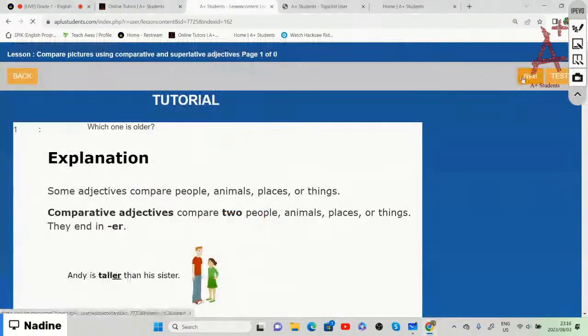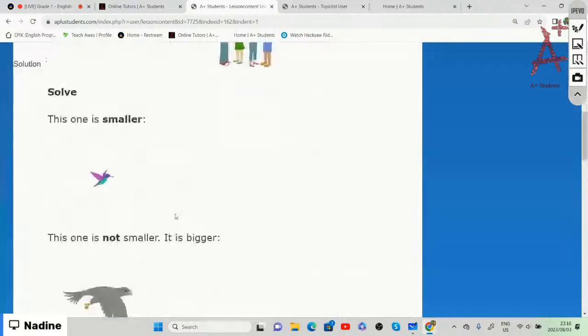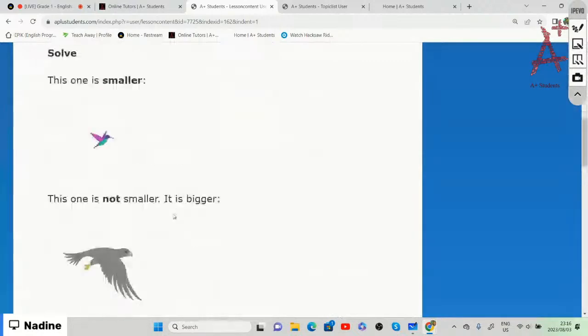All right, let's go next. Which one is smaller? We need to say which one is smaller. Here we have two birds. We have a cute purple, blue, and green bird, and then we have a gray bird. So they want to know which one is smaller.